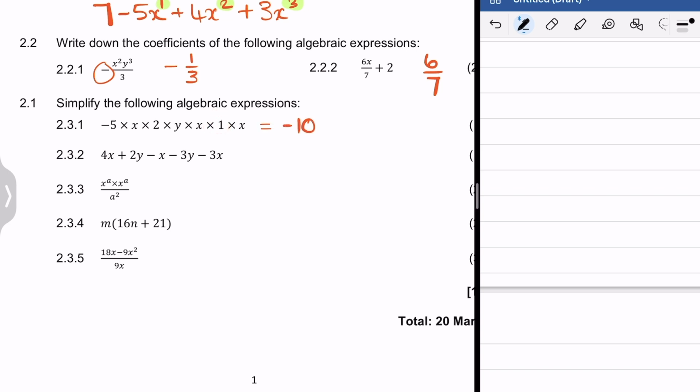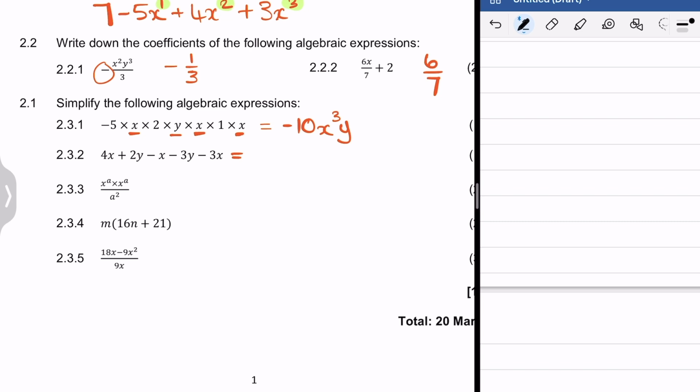So I've got here negative 10, and for the variables I've got an x there, an x there, and an x there. That's x to the power 3. And then I've got 1y, so that is y. And that's that.